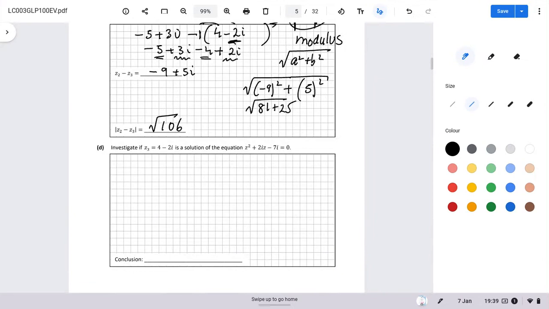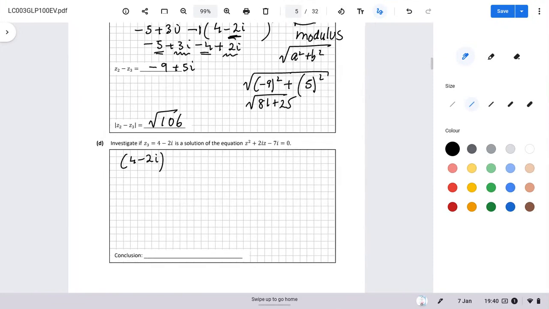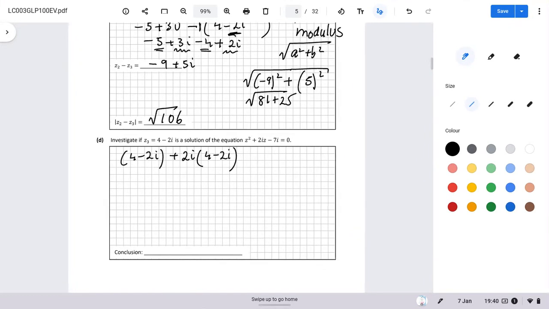And investigate if. So it's not say show it, is it? We're going to say, is it a solution of this equation here? So the easiest way to do it is probably just sub it in. So anywhere there's a z, I'm going to fill in 4 minus 2i. Alternatively, use your minus b formula and see is that going to be one of the answers. So there's more than one way to skin a cat.